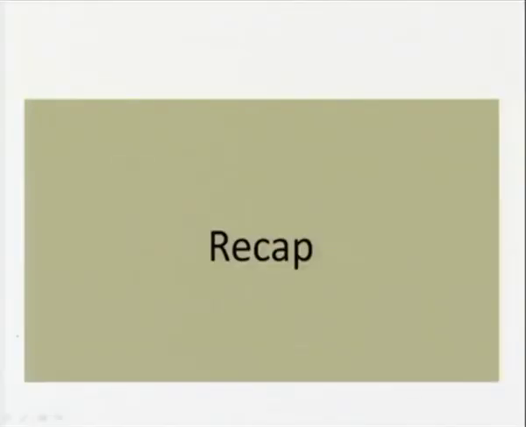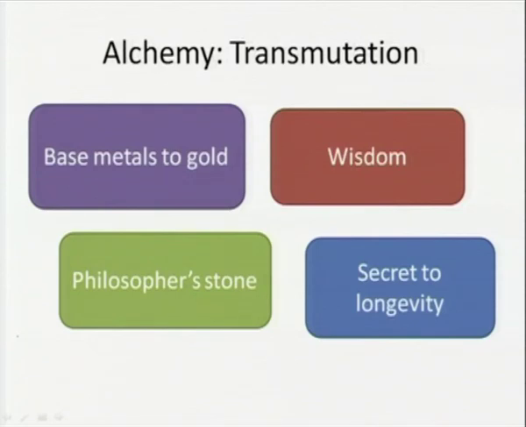Now, by way of recap, we look at the idea of alchemy. If you remember, the last lecture was on the alchemy of English, and we understand alchemy as transmutation. It was an attempt, as you know, by earlier people who dabbled in alchemy, with a goal which never came about, that was turning base metals to gold. Alchemy also means, by extension, wisdom. It is also called the search for the philosopher's stone, that is ultimate wisdom, and the secret to longevity.